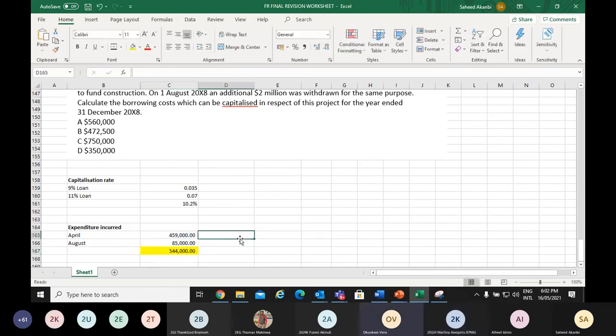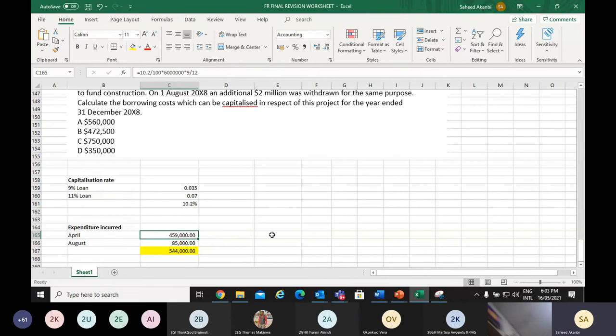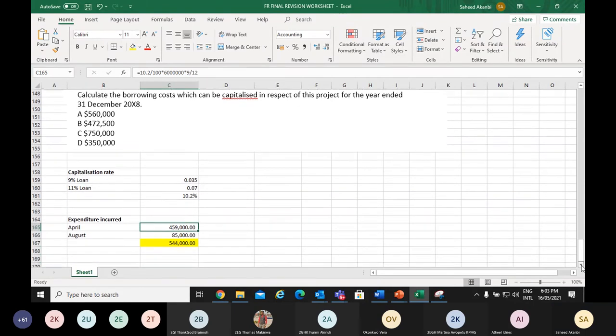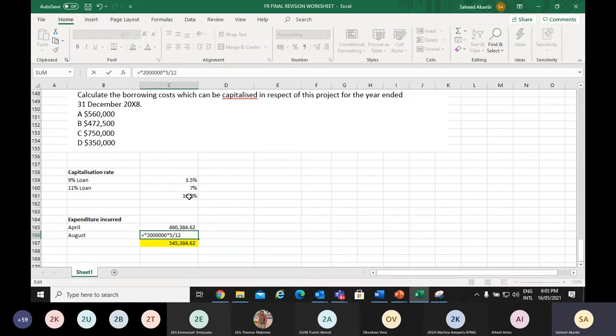Why did you use 9 for April? 9 over 12. I thought April to August is 6 months. No, April to December, not to August. Now, for some reason, the answer is not there. Wait, is it an approximation error? Maybe instead of 10.2 that you typed out, you could use the actual figure that you calculated before. I'm sure the answer is A. It should be an approximation error that is not giving us A.